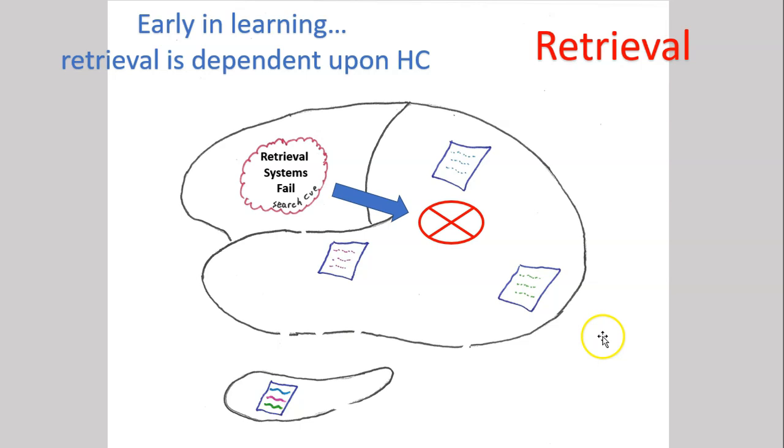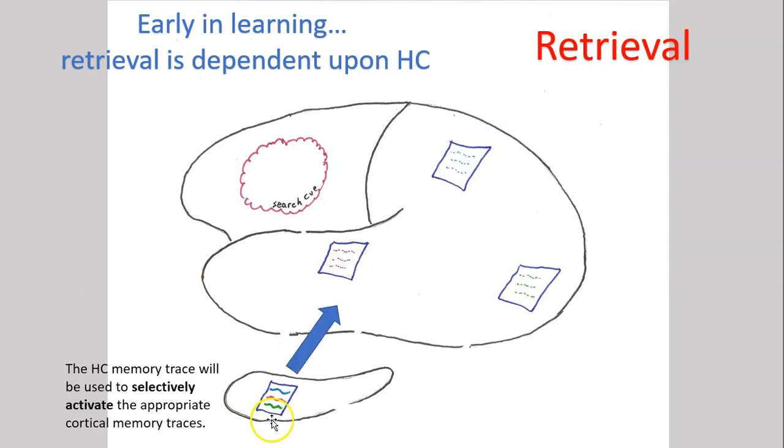So the idea then is that the initial cortical memory traces are weak, and we won't be able to retrieve them with the cortical retrieval systems, and that's why we're going to need the hippocampal memory trace down here to help the brain find and reactivate those cortical memory traces that are weak initially right after learning. So the hippocampal memory trace will be used to selectively activate the appropriate cortical memory traces.